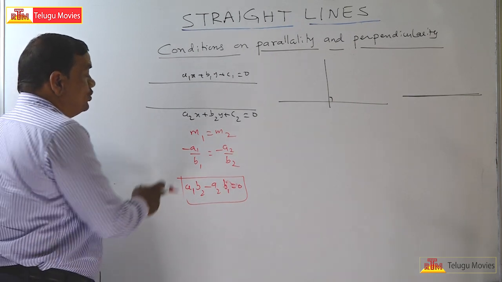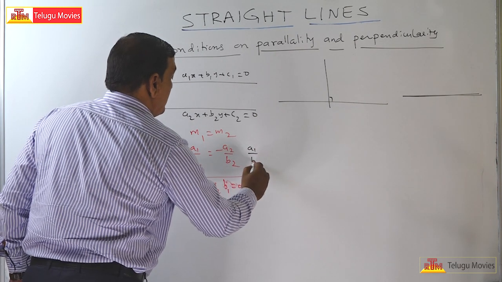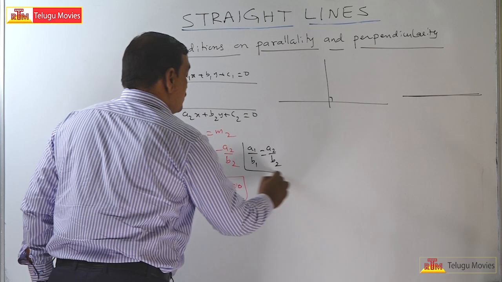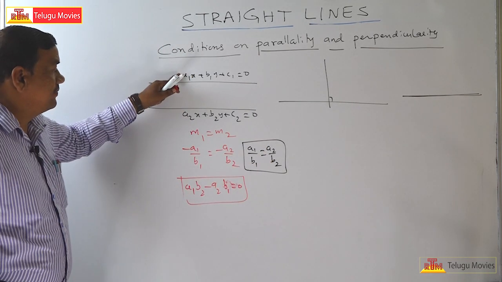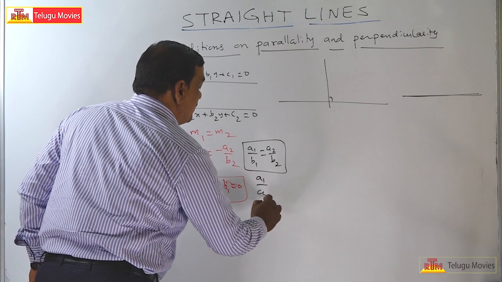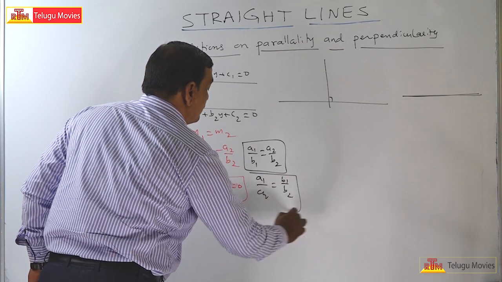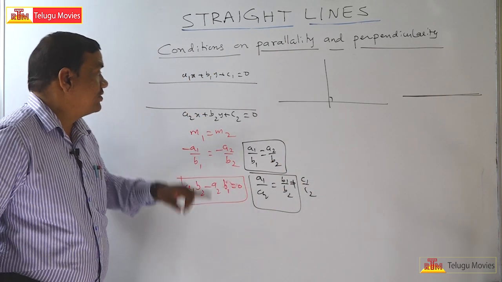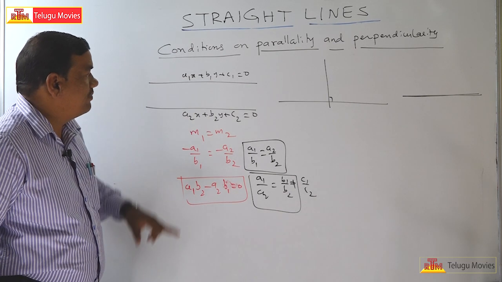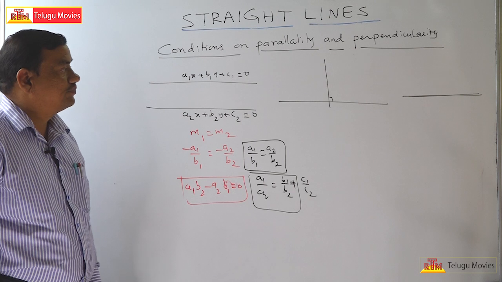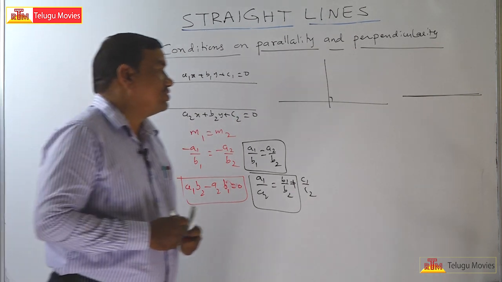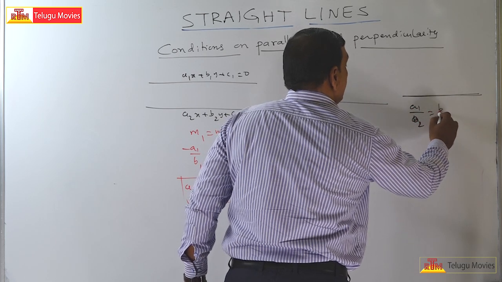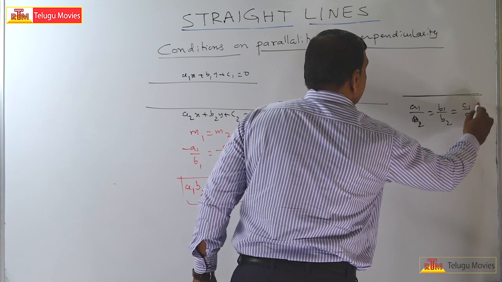Otherwise, you can write the condition a1 by b1 is equal to a2 by b2. Like that, we can also write a1 by a2 is equal to b1 by b2, and it is not equal to c1 by c2. This condition you can also use, that is a1 by a2 is equal to b1 by b2, which is not equal to c1 by c2. Let us see the last one, I will explain here. The condition is a1 by a2 is equal to b1 by b2 is equal to c1 by c2.